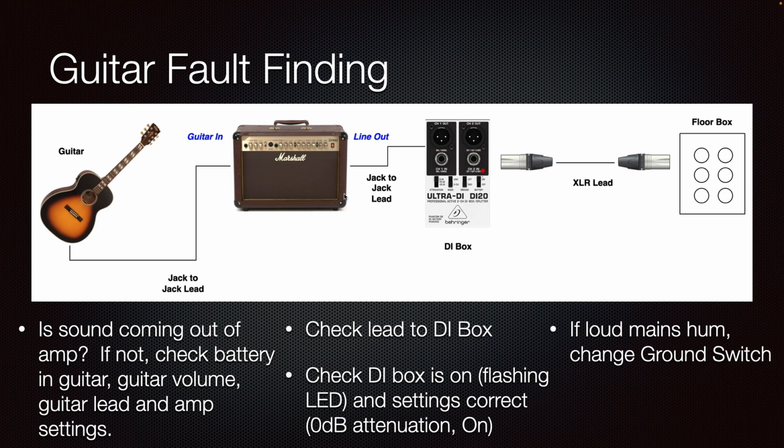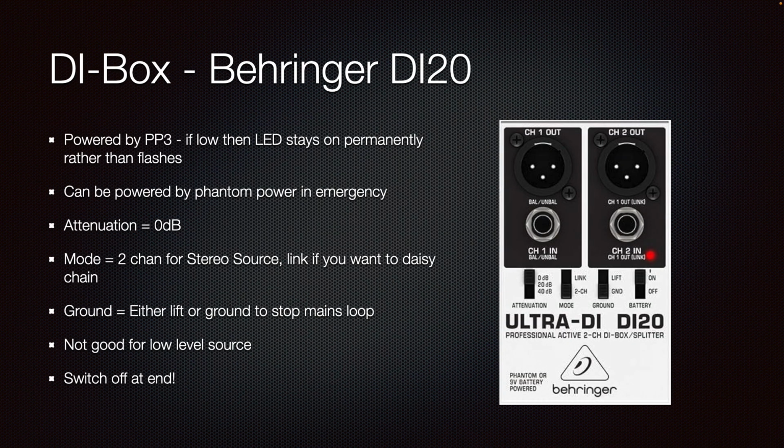For an electric guitar, it's very similar. Generally, electric guitars don't have a battery in them, but other than that, it's basically the same. So a little bit about the DI boxes. We've got 2 DI boxes we use. First off is a Behringer DI20. Not the greatest DI box in the world, but quite inexpensive and quite rugged.